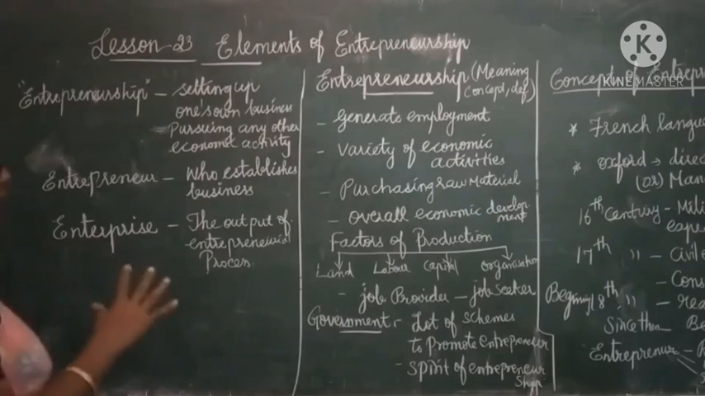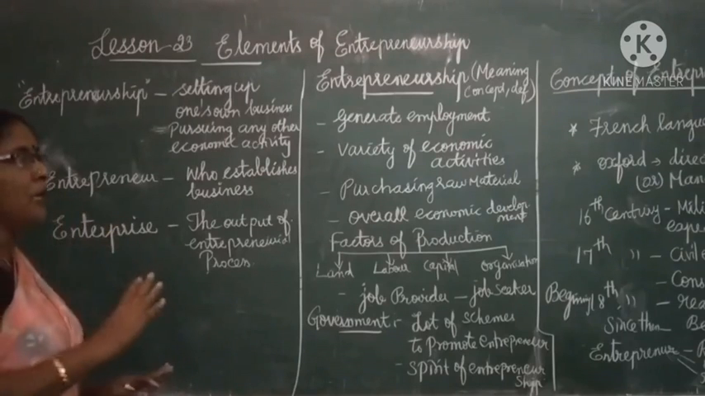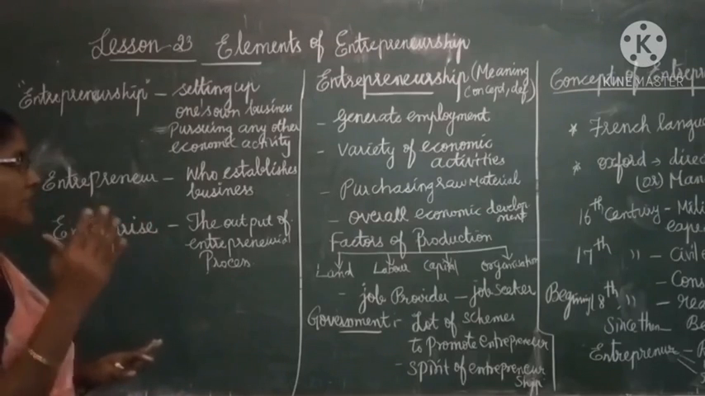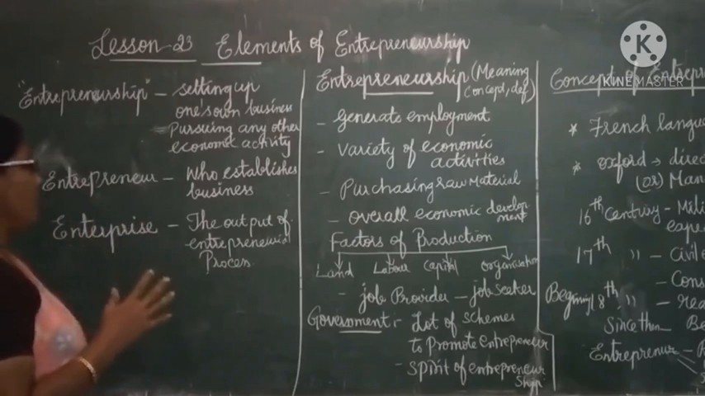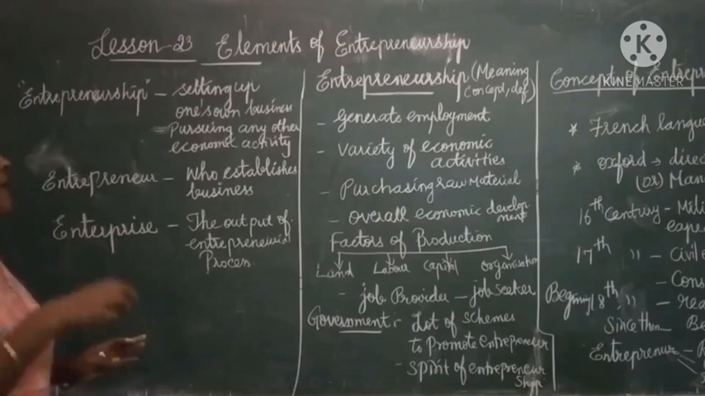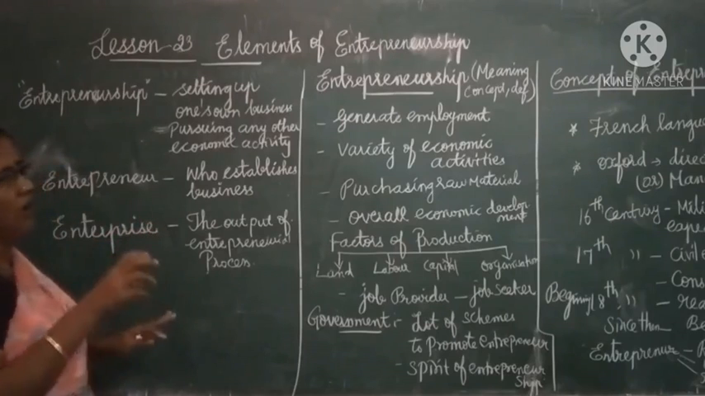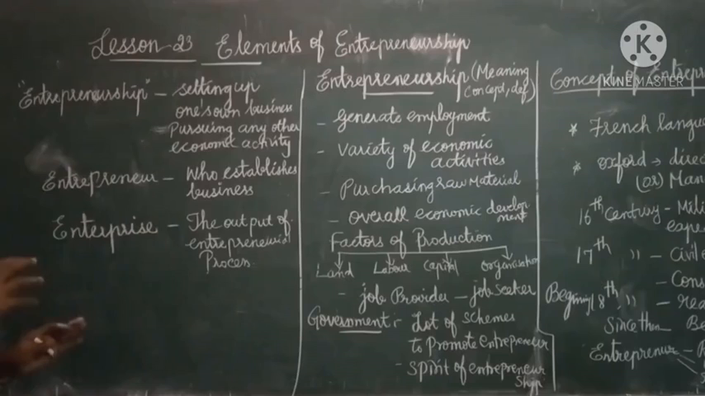So, you need not go for a job or employment. You should not rely on others. You can stand on your own leg. It is called entrepreneurship. In that entrepreneurship, a person who establishes the business is called an entrepreneur. See, if I bring the capital, all the factors of production are given by me. The person who brings everything and establishes the business is called an entrepreneur.